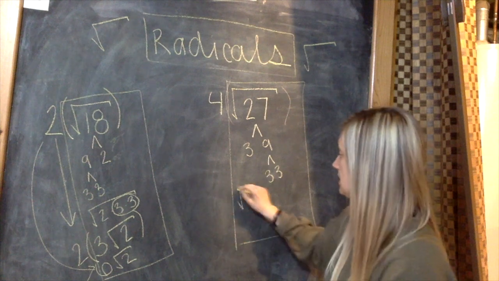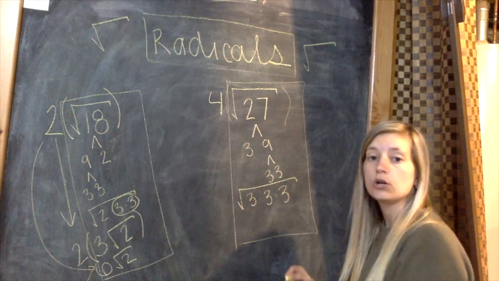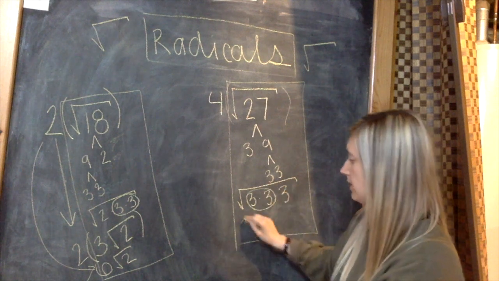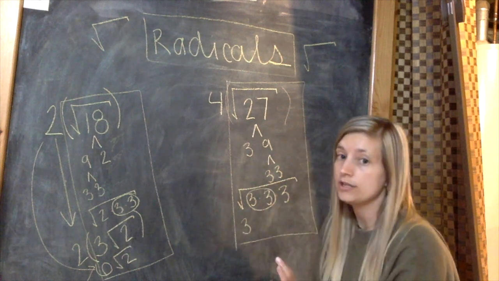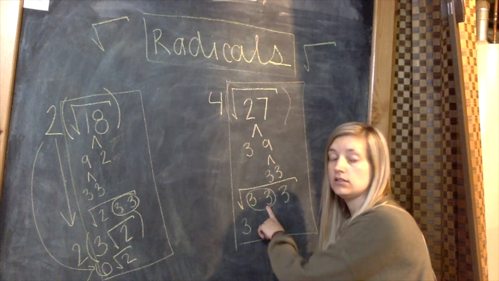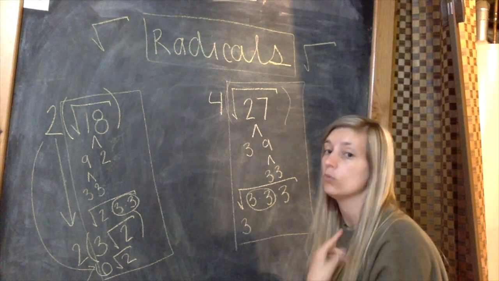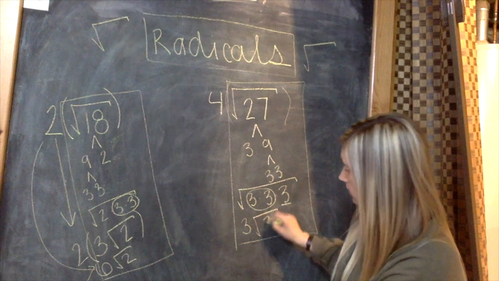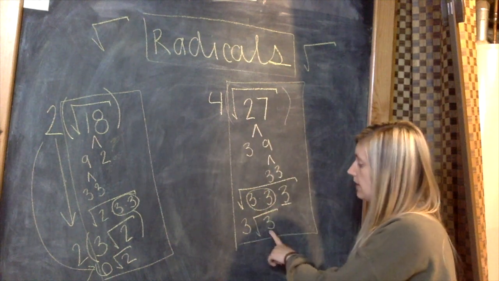This is the same thing as 3 times 3 times 3. Look for a pair. Yep, so a 3 goes out front. The reason why it's just one 3 going out front, guys, is because 3 times 3 is 9, and the square root of 9 is just 3. So you only carry out one 3, and then this is stuck underneath the radical. So radical 27 is 3 radical 3.